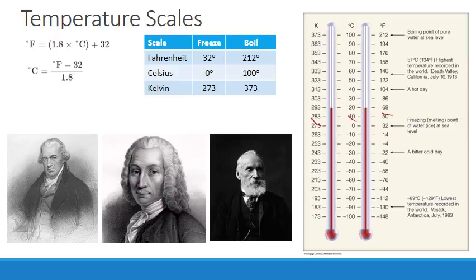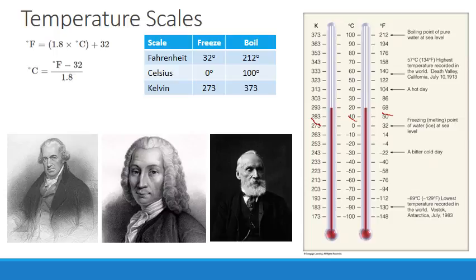The Celsius scale came in 1742, right? So this is just a generation later after Fahrenheit invented his scale. A Swedish astronomer named Celsius devised a decimal scale in which the melting point of ice is set at 0 degrees. The boiling point of water is set at 100 degrees.